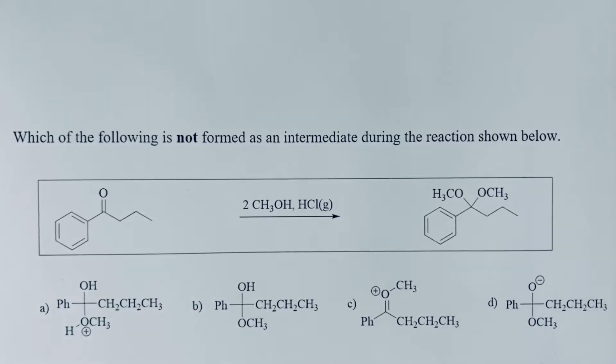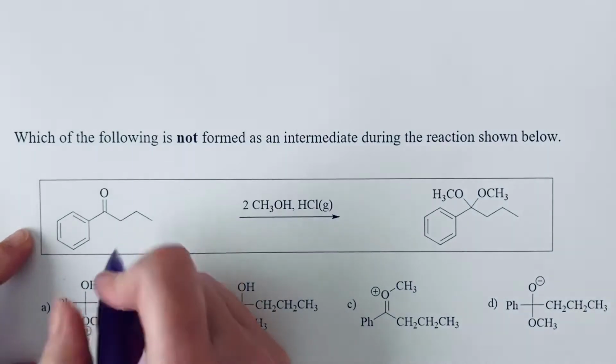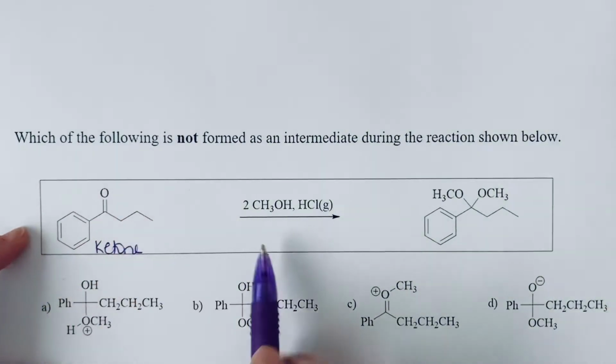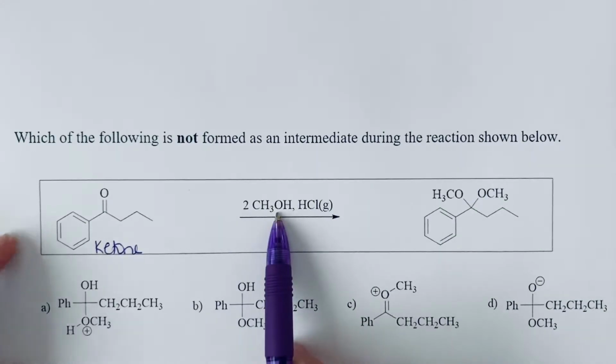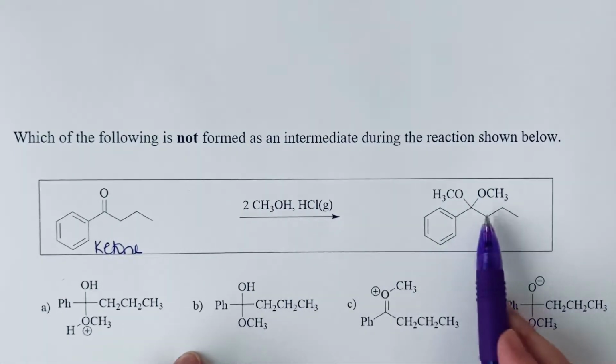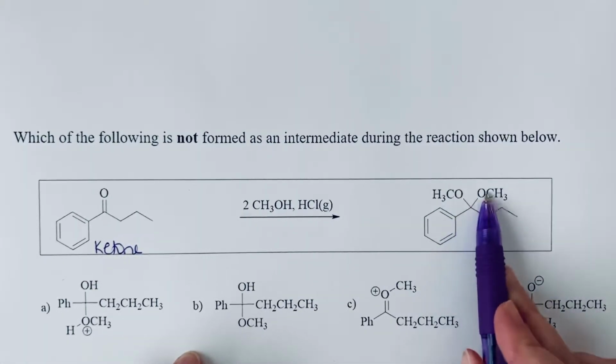Which of the following is not formed as an intermediate during the reaction shown below? So we need to first determine what this reaction is that we are looking at. And so we see that we are starting with a ketone, and we're reacting this with 2 equivalents of alcohol, HCl gas, so that's a nice dry acid catalyst, and we are forming something that looks like a diether.